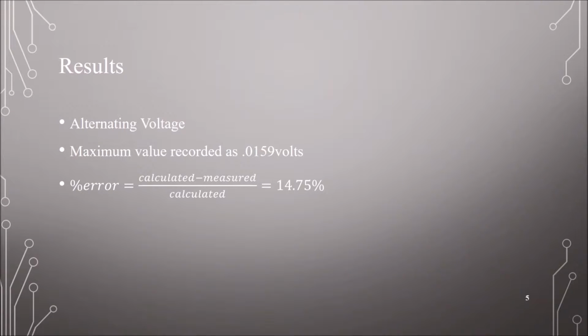As can be seen, the voltage was switching from a negative value to a positive value. This is because the actual current is alternating. Because of the scale of the voltage, the AC measurements on my multimeter were not able to be used. In order to get the voltage that was being induced, the maximum value that was seen on the DC voltage was recorded as 0.0159 volts, or 15.9 millivolts. The percent error between the calculated value and the measured value was found to be 14.75%.